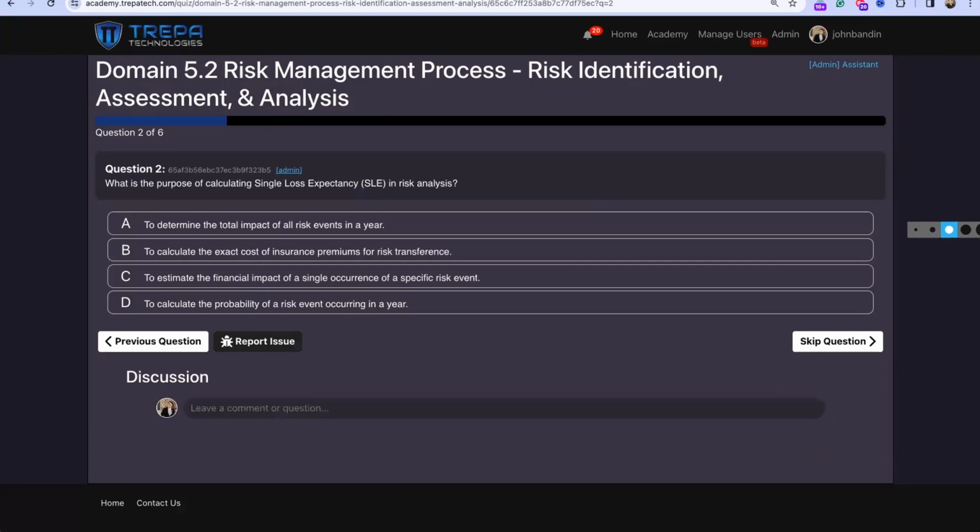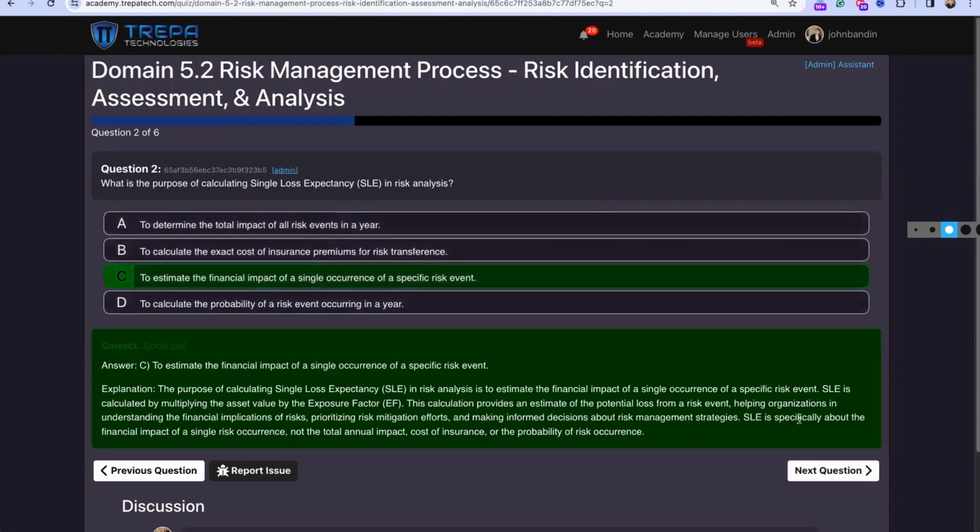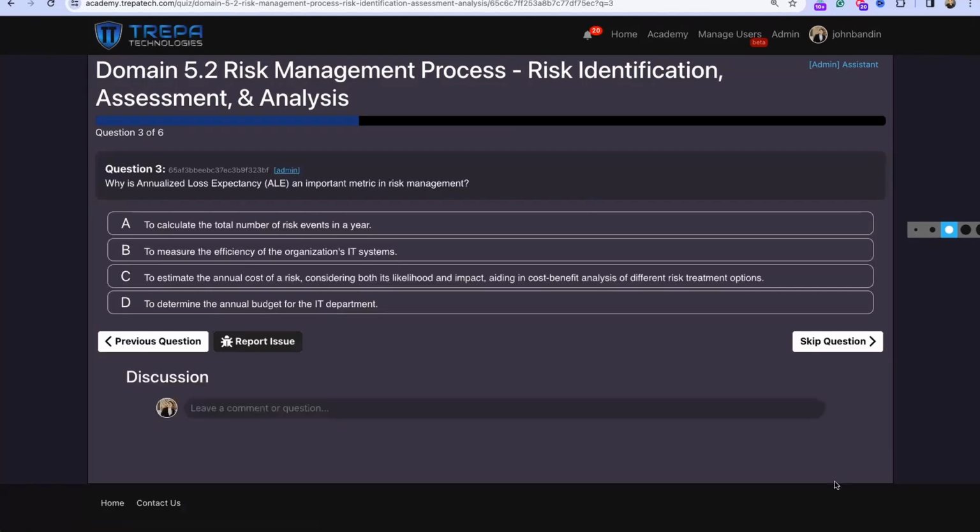Question 2. What is the purpose of calculating single loss expectancy in risk analysis, or SLE? So this is to find the financial impact if this risk happens at a single occurrence. So if this happens one time, this is how much it's going to cost us as an organization.